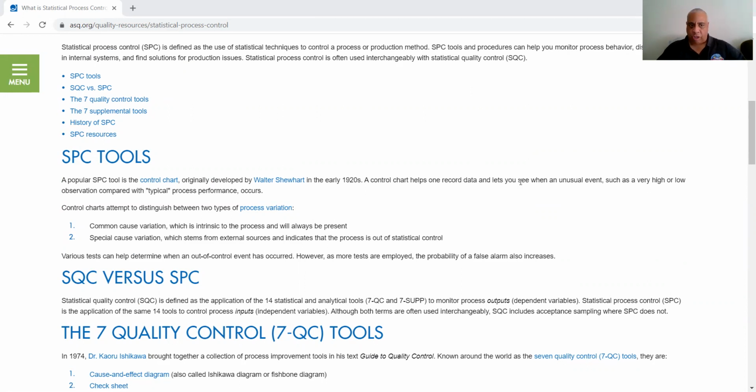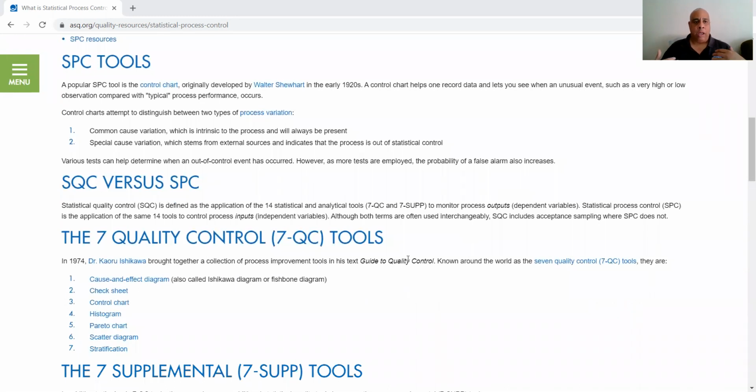Now, there is a comparison, SQC versus SPC. Statistical quality control is defined as the application of the 14 statistical and analytical tools, 7 QC and 7 SUPP, to monitor process outputs, which are dependent variables. Now, SPC, which is statistical process control, is the application of the same 14 tools to control process inputs, which are independent variables. Although both terms are used interchangeably, SQC includes acceptance sampling, where SPC doesn't.